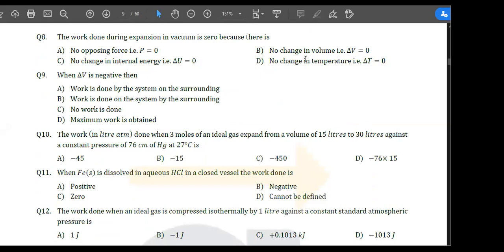Before 10th, no doubts. So question number 10. See question number 10, everyone. The work done in atm liter.